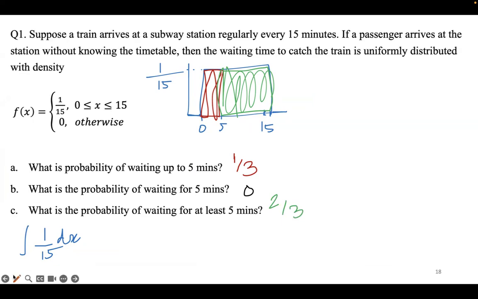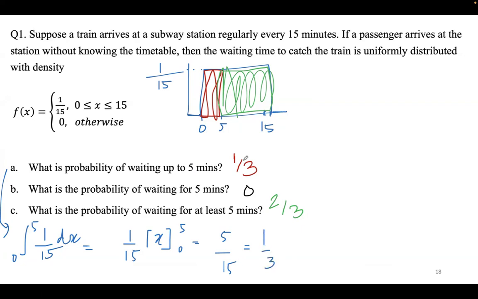Again, if you solve this question using integration, which we have done previously, say for question A, between 0 and 5: 1 by 15 comes out, integration dx gives you x, from 0 to 5. So that's 5 minus 0 by 15, so it's 5 by 15, and it's again 1 by 3. So that also gives you the same answer.